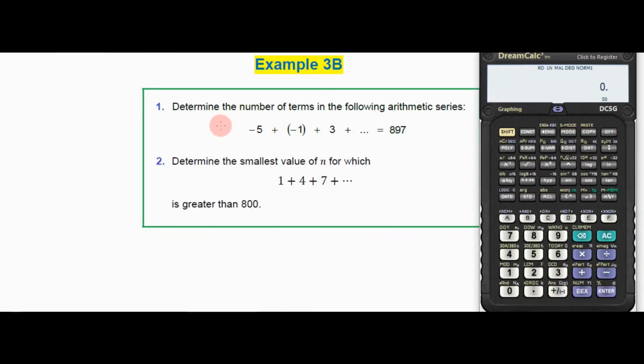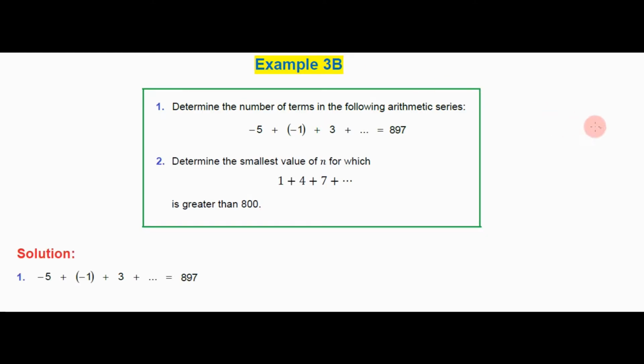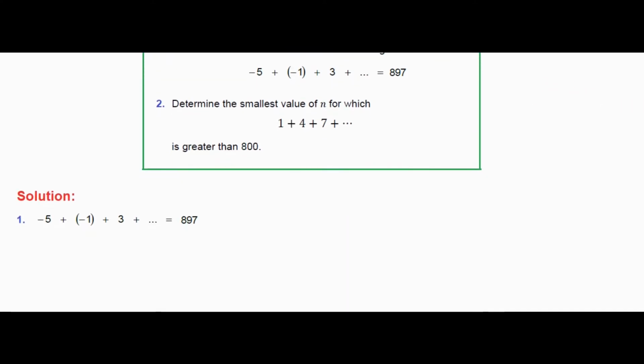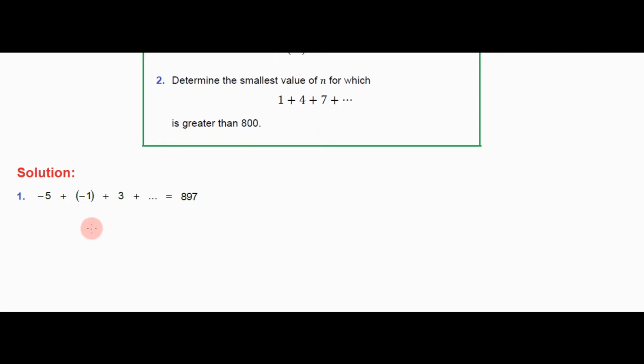In the first question here it says, determine the number of terms in the following arithmetic series. So we're given this series. We can start by writing down what we have and what we need to find. We've got the first term a, which is -5. We can find the common difference d by taking term 2, which is -1, less term 1, which is -5. So this is -1 plus 5, which is 4.